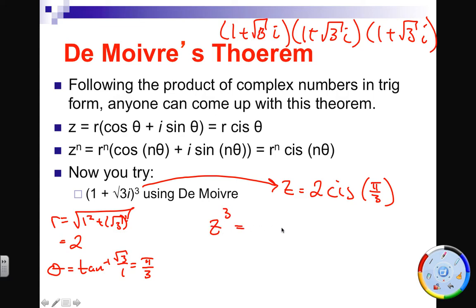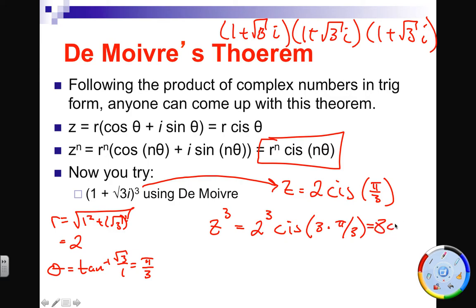and I want to find z to the 3rd power. Well, using this very simple formula that this guy de Moivre got his name attached to, it's going to be the r to the 3rd. Okay, so it's 2 to the 3rd CIS of 3 times pi thirds. So 3 times pi thirds, which means it's 8 CIS pi.